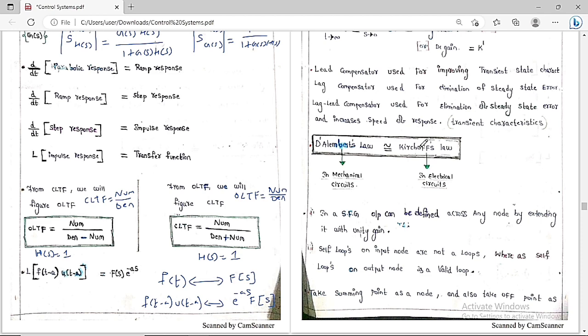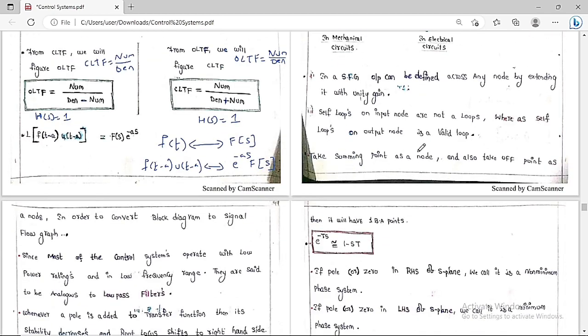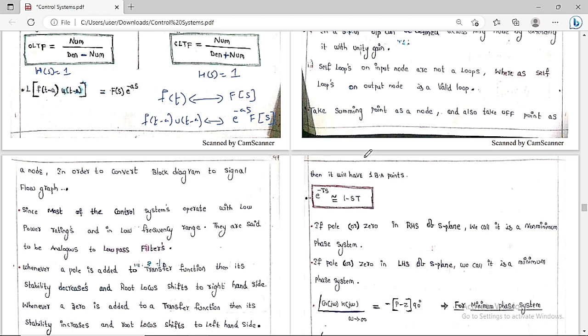The next one is taking the summing point as a node and also the takeoff point as a node in order to convert the block diagram to a signal flow graph. I already told you this. What is required in order to convert the block diagram into a signal flow graph is that we have to assume the summing point as a node and the takeoff point also as a node.